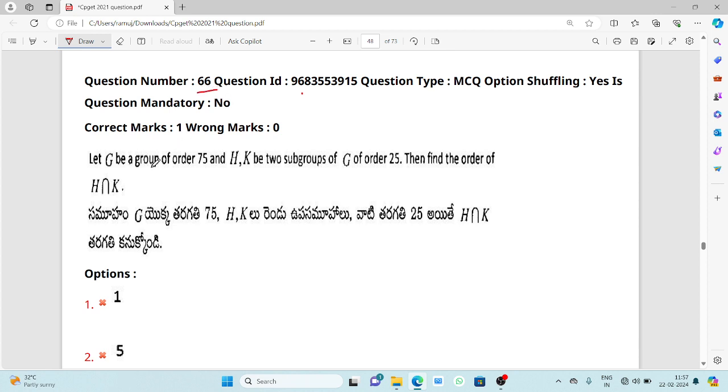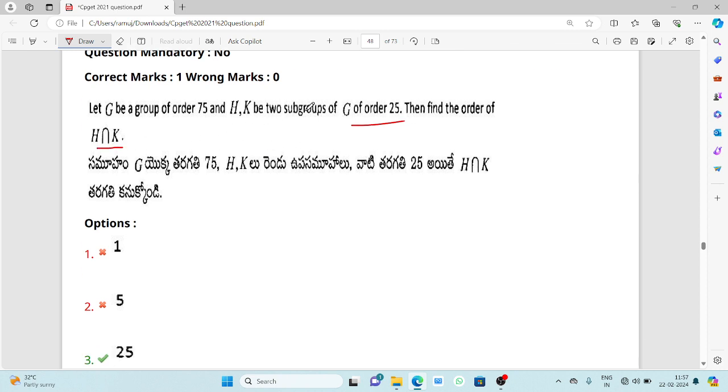Let G be a group of order 75, and H and K are two subgroups of G of order 25. Then find the order of H intersection K. For finding the order of H intersection K, we have one formula: order of HK is equal to order of H into order of K divided by order of H intersection K.